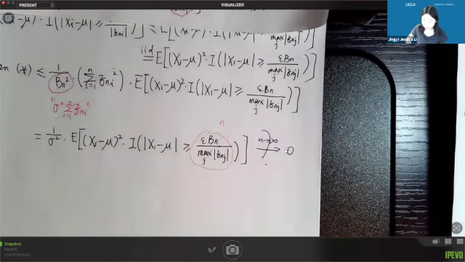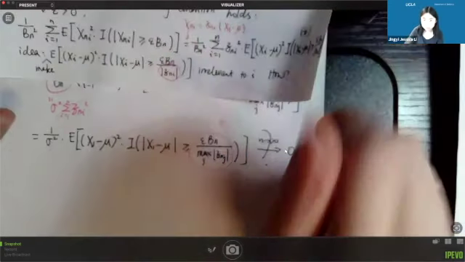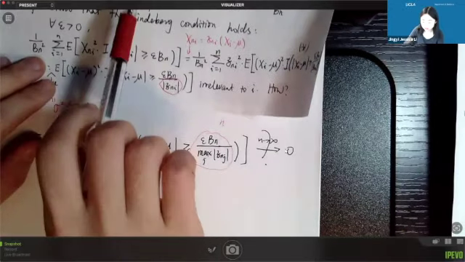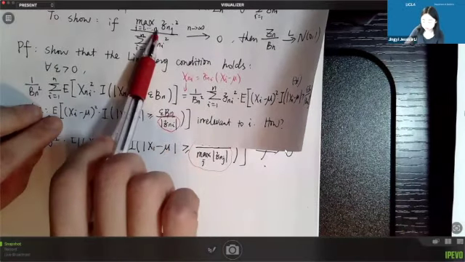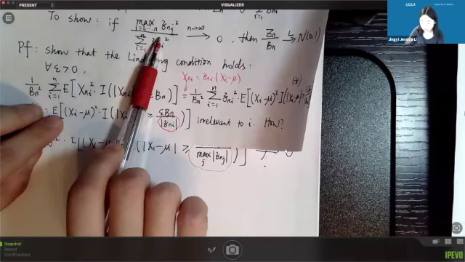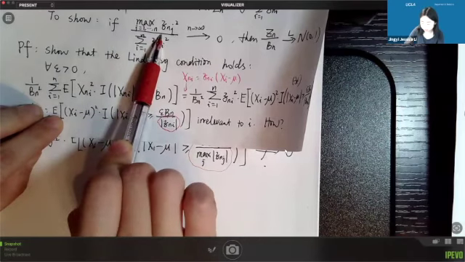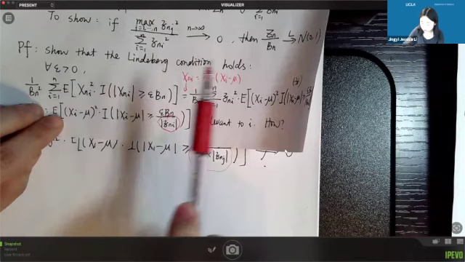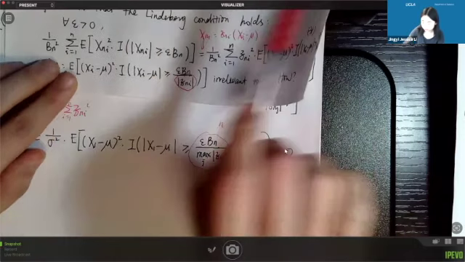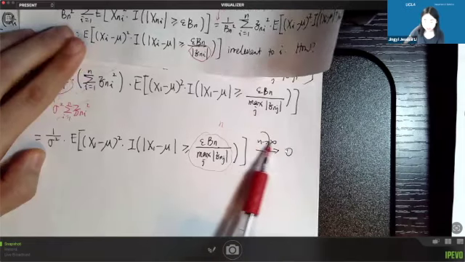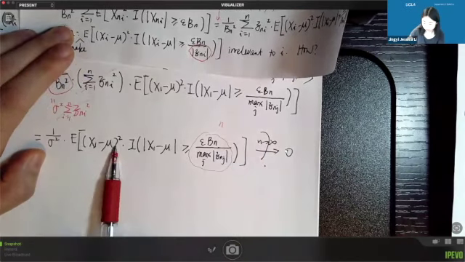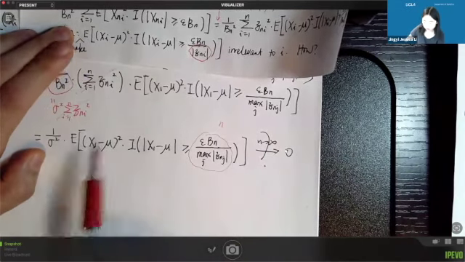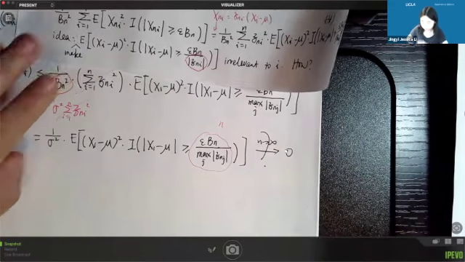And don't forget that here we have this condition. This is the condition we want to start with in the beginning. We want to show this condition implies the Lindeberg condition, and we're now very close. So if we can show this condition implies this, then the Lindeberg condition is holding. And then we have the result, the asymptotic normality.